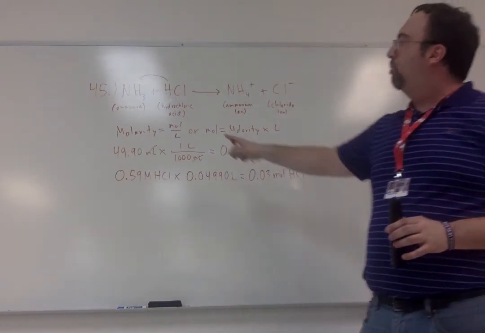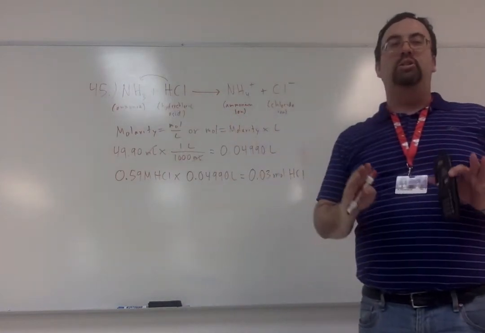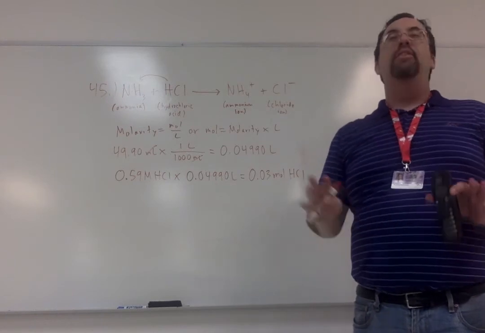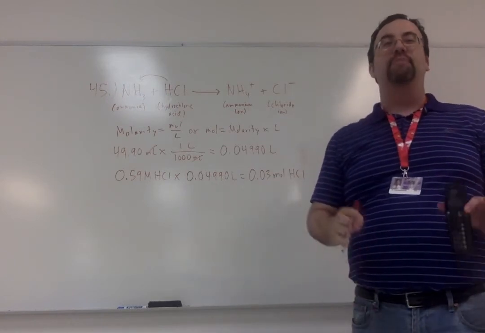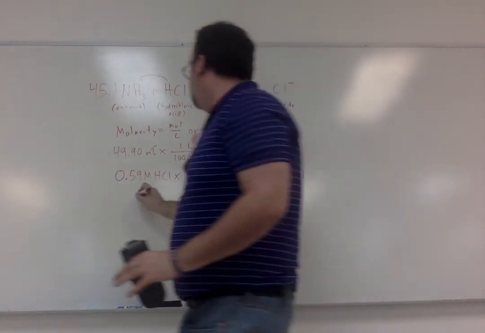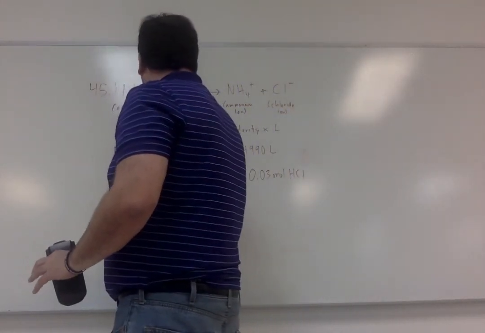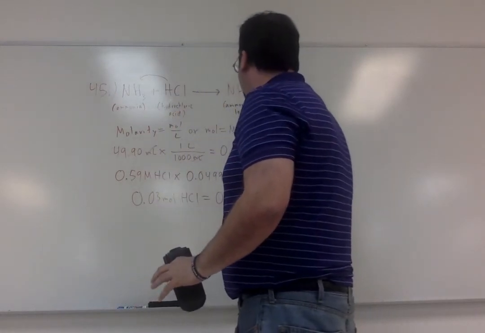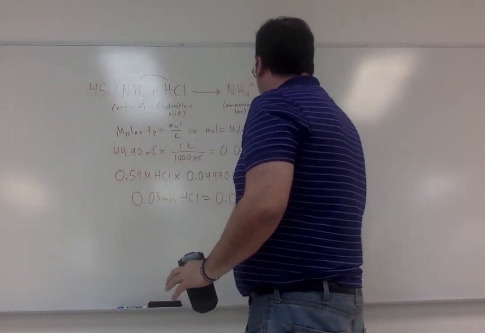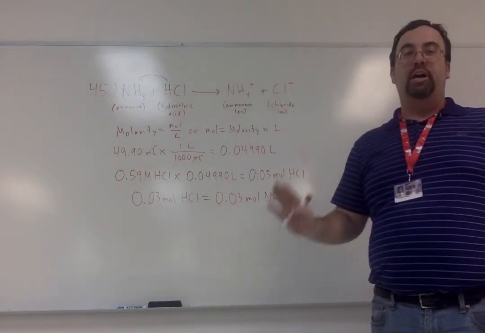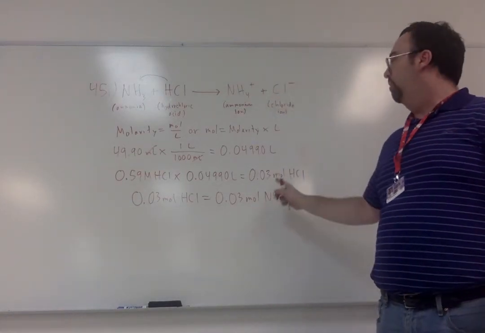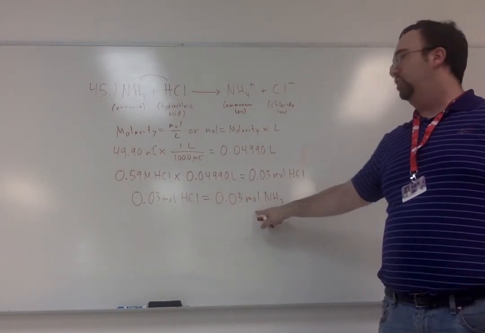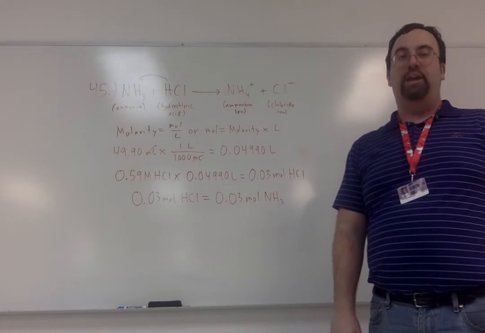Remember that in this problem, everything again is a 1-to-1 mole ratio. So not only does this tell us the moles of HCl, this also tells us the moles of the ammonia. And so 0.03 mole HCl is also 0.03 mole of NH3. Again, because we've reached the equivalence point, the moles of the acid exactly match that of the moles of the base. And so we have 0.03 mole of NH3.